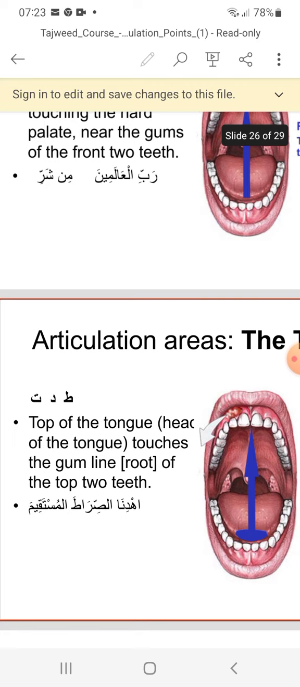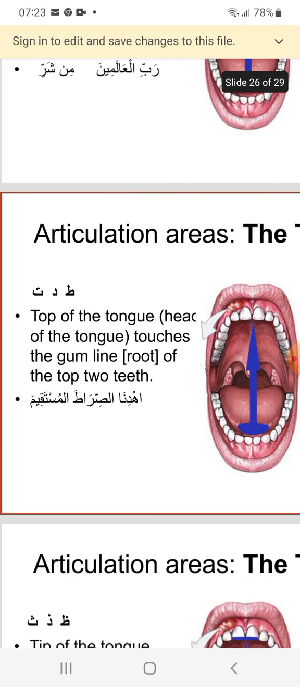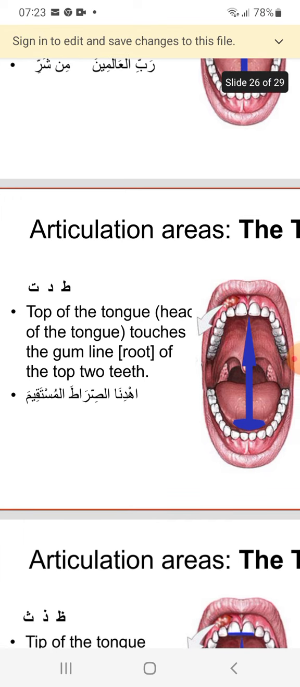What else we should learn about the dal? You should merge it into the ta if the ta is following, for example, قد تبين, we say قد تبين. So the dal is merged into the ta. If it is sakina, I have to show the qalqala: قد نرى.